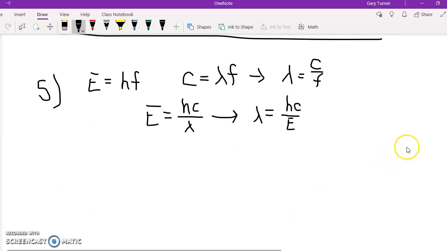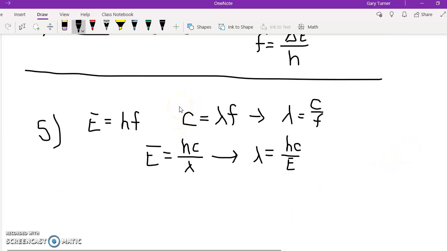Problem number 5, this one takes you back just a little bit, and that is from chapter 8. So once again, we're going to start with this definition of E equals HF, but if you recall from chapter 8, the wavelength of a photon multiplied by its frequency equals the speed of light. So C equals lambda F. So for a photon, the speed of light is equal to the photon's wavelength times its frequency.